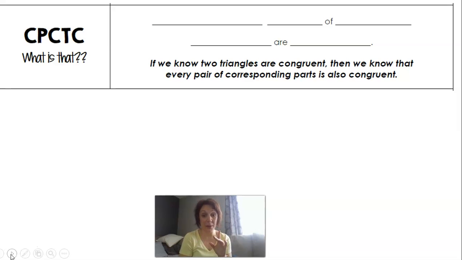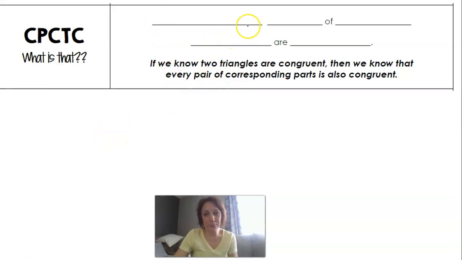Say that 5 times fast. CPCTC, CPCTC, CPCTC, CPCTC, CPCTC. I did it. Okay. CPCTC. I'll give you a hint. The T is for triangle. Man, that was a great hint, huh?